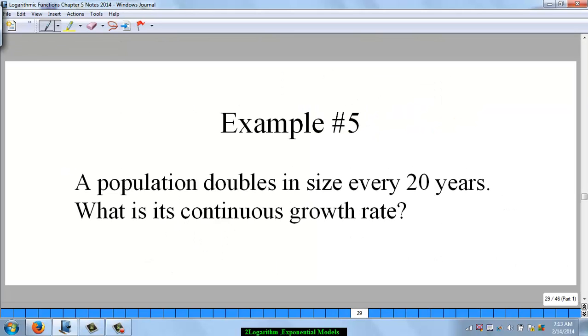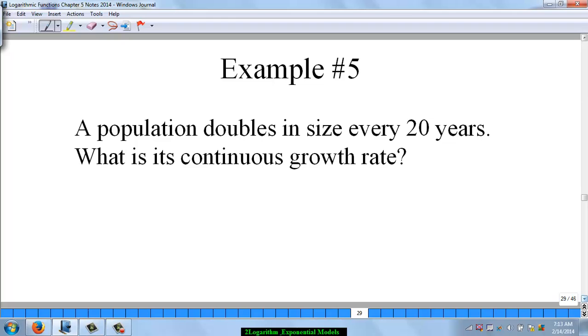All right, example 5. Now we're going to practice some doubling time, and some of these are trickier questions because you have to make sure that you plug in what you need, and you're not always going to get the initial population. So a population doubles in size every 20 years. What is its continuous growth rate? So they want the rate, the k value, if you will. So I have y equals ae to the kt because they said continuous and they're talking about doubling. All right. So it doubles in size. So as soon as I say doubles, I say, okay, I start out with A. I want to know when it goes to 2A.